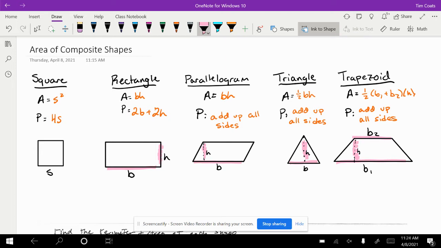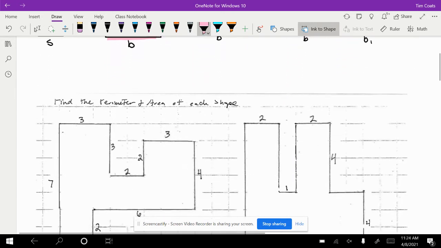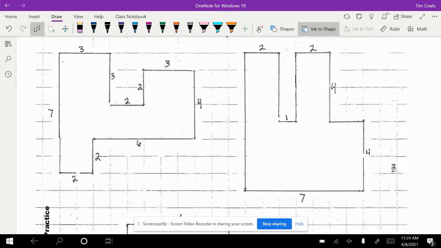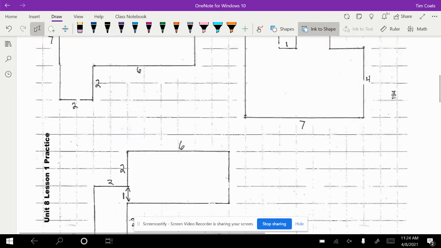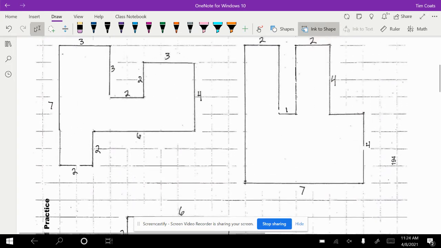And a composite shape is just a combination of one or more of these simple shapes that we have. So if you have your note packet out in front of you, we are going to use page 194. And let's just look at the first one here on the top left. Okay? And so here we see we have a shape. It looks like it's going to be a combination of a bunch of rectangles.